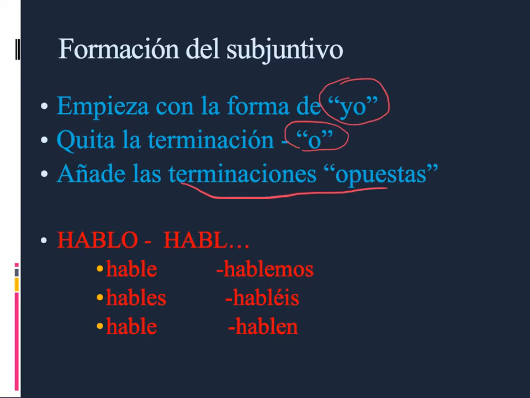On your note-taking sheet, take a minute, pause the video, and put down the forms of the verb comer as an example and a reminder for yourself about formation of subjunctive mood.